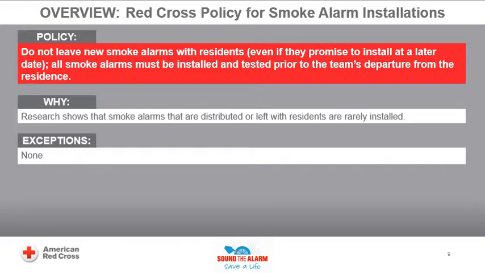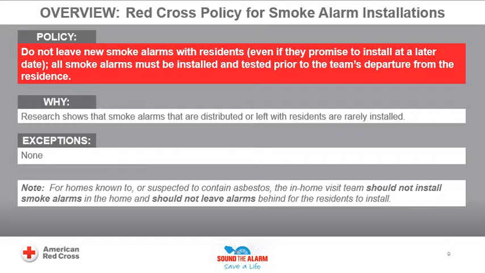Exceptions: none. Note: for homes known to or suspected to contain asbestos, the in-home visit team should not install smoke alarms in the home and should not leave alarms behind for the residents to install. Rather, the in-home visit team should focus on allowable activities: testing existing alarms, replacing batteries in existing alarms, reviewing the home fire safety checklist, developing a home fire escape plan, providing additional hazard education, and documenting services provided.